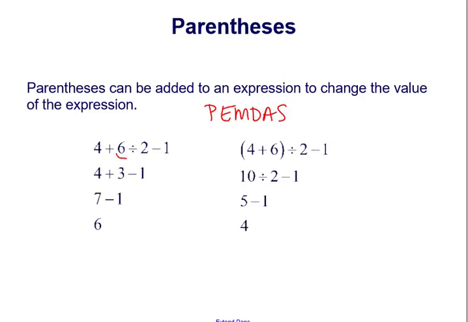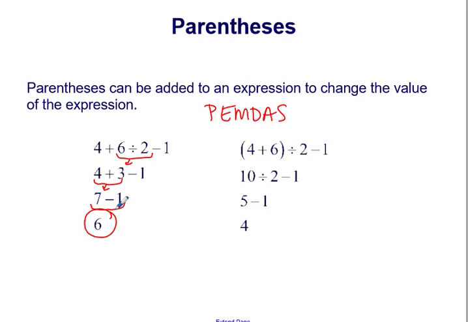first do this division of 6 divided by 2 and get 3. We would then do our addition and subtraction reading from left to right. So we would have 4 plus 3 is 7. And finally, 7 minus 1 gives us a value of 6.